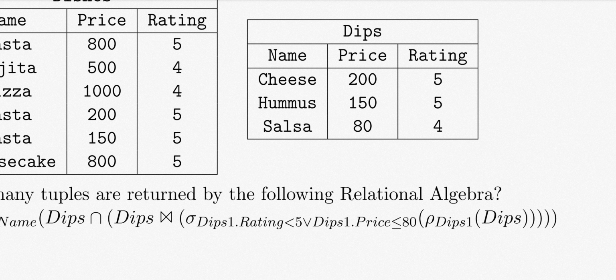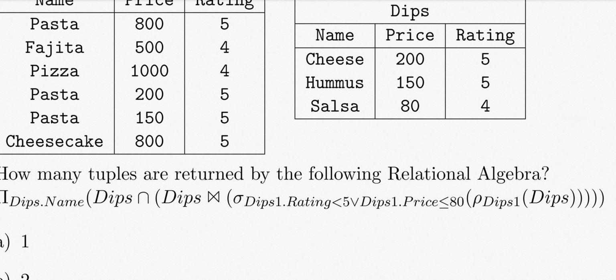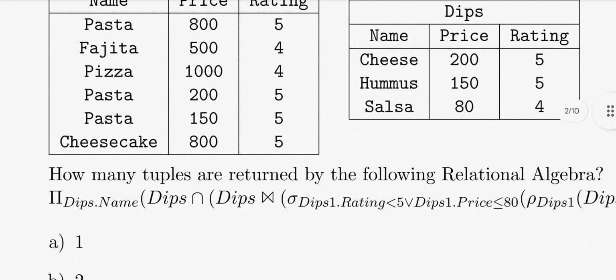Joining dips and that only tuple gives only salsa 84 itself, right? Because the joining condition is done on the same attribute only. Now we have only one tuple, so the output will be that tuple itself. Now intersecting that tuple with dips will give the same tuple itself. Intersecting means only the tuple that is contained in both the left and right side will be the output. So salsa 84 will be the output, and from that project dips dot name, that means salsa will be the output.